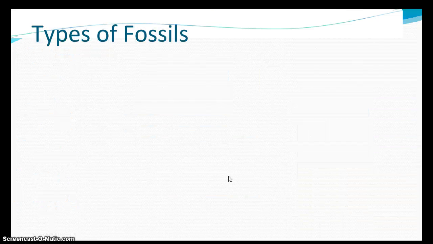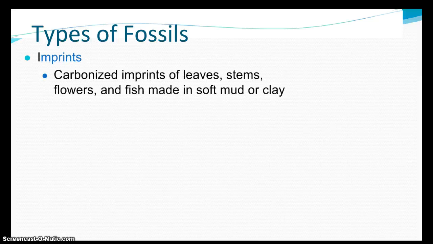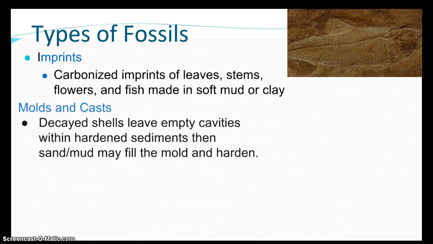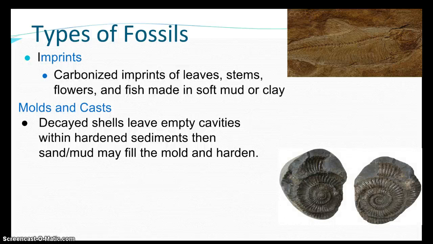There are a couple different types of fossils. The first type of fossils are imprints, and these are often leaves or stems of flowers, and fish will make this in soft clay or mud and leave evidence of an organism that once lived during that time. Another way is through molds and casts.